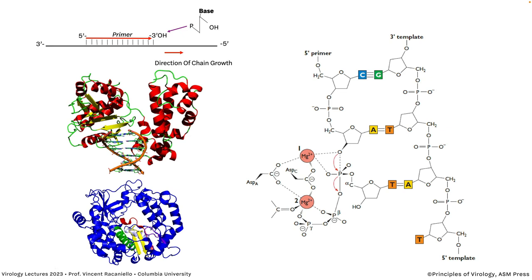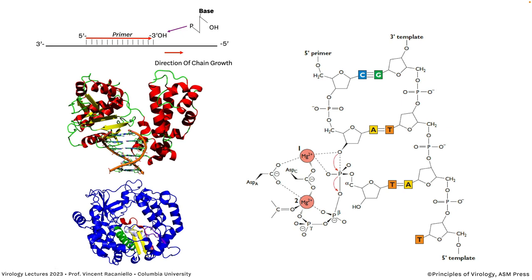The enzyme looks like a right hand with a fingers and a thumb domain. The active site is in the palm of the protein. That yellow there is one of the two beta strands in the active site. And just like for RNA, there is coordination of magnesium.